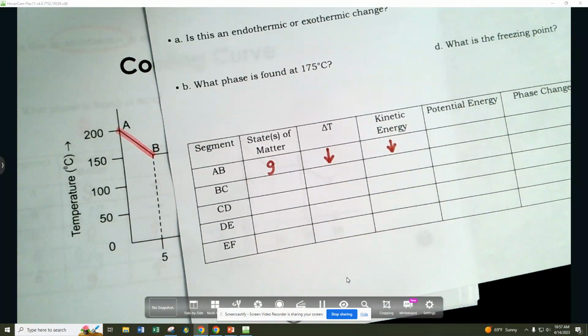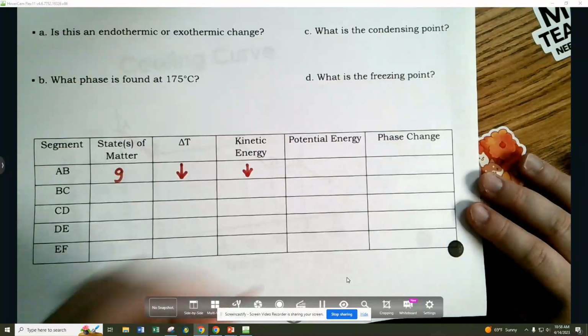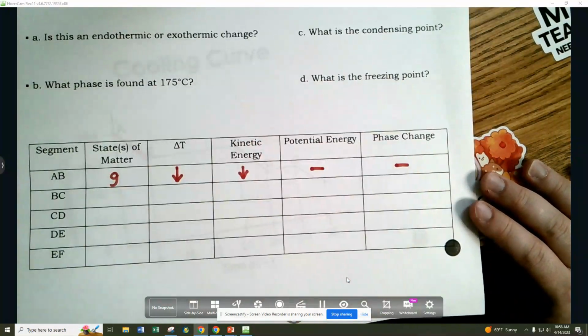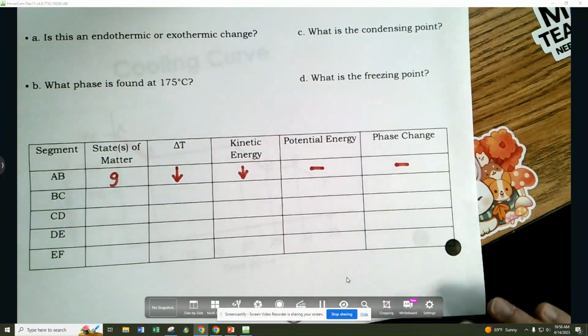Heat can do one of 2 things. Heat can either cause a change in kinetic energy or a change in potential energy. Kinetic energy is changing here, so potential energy is not doing anything. We're not storing any form of energy.